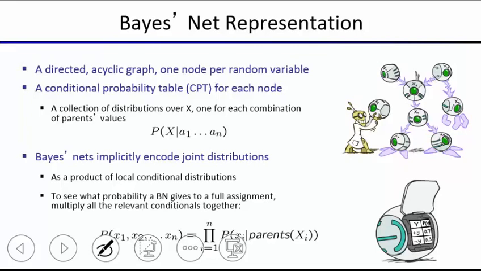And the distribution you specify is a conditional of that variable given its parents. From that, if you like to, you can always recover the full joint distribution by effectively multiplying together all of these conditional distributions. So the full joint over all variables x1 to xn in the Bayes net is the product of the conditionals of each variable given its parents.